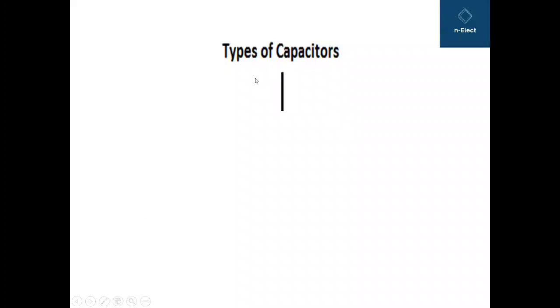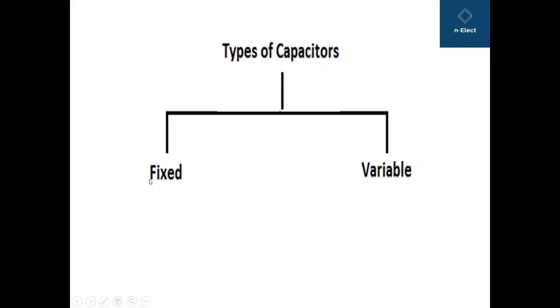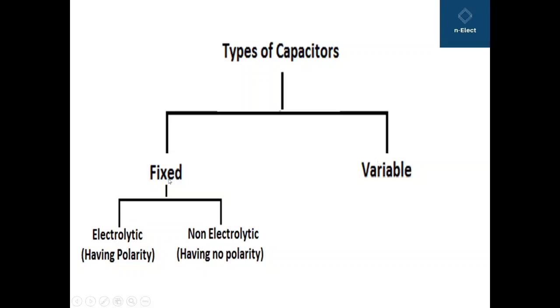So far as capacitors are concerned, they are divided into a variety of types, but mainly into fixed capacitors and variable capacitors. Fixed capacitors are those having their values fixed, while variable capacitors are the capacitors whose values can be changed. Further, the fixed capacitors are classified as electrolytic capacitor and non-electrolytic capacitor.